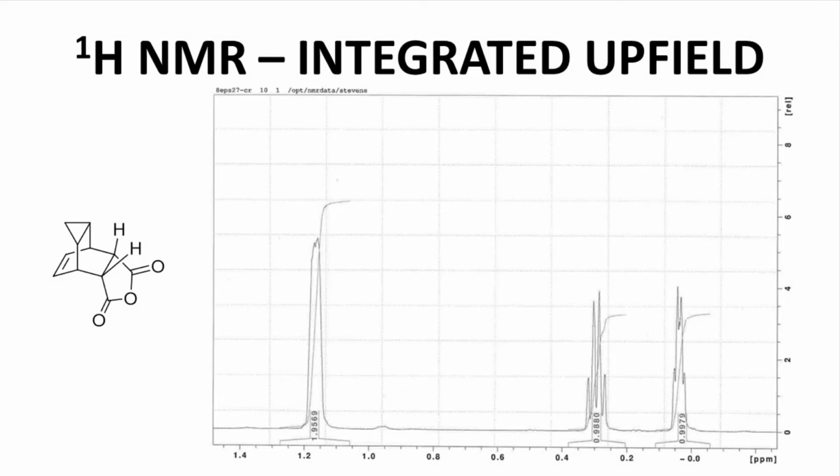And here is the upfield region. These are all signals off of the cyclopropane ring. The 2H signal includes the two CH groups, which are identical by symmetry. The two individual 1H signals are from the different CH2 hydrogens. Normally, when you see a CH2, you think of a two hydrogen singlet or some kind of two hydrogen signal.